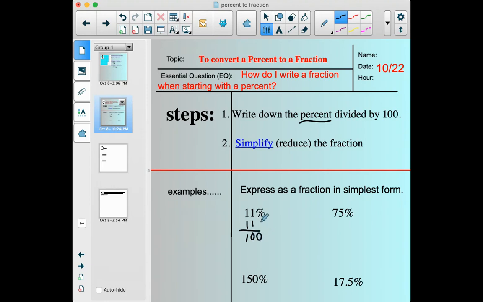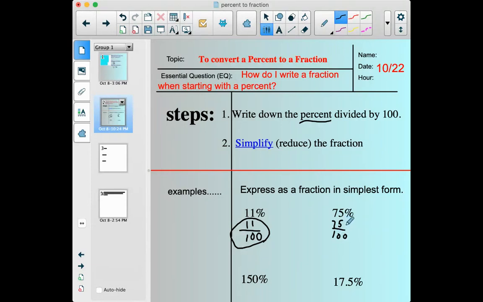If I try to find numbers that go into both of these, 11 is a prime number and it doesn't go into 100. So there is no number that we can reduce that by. Our answer is just 11 hundredths. Okay, this one, 75%. Again, we just write it as 75 over 100. That's step one. You have the percent be the numerator and 100 be the denominator.